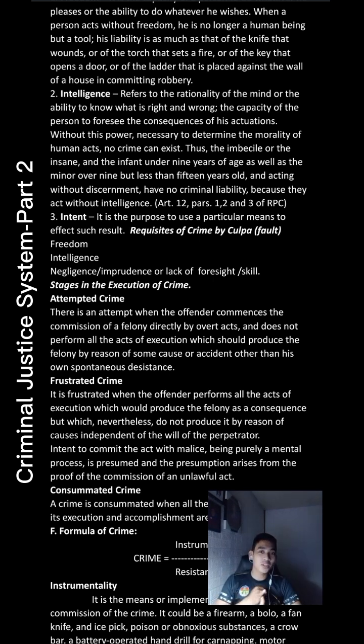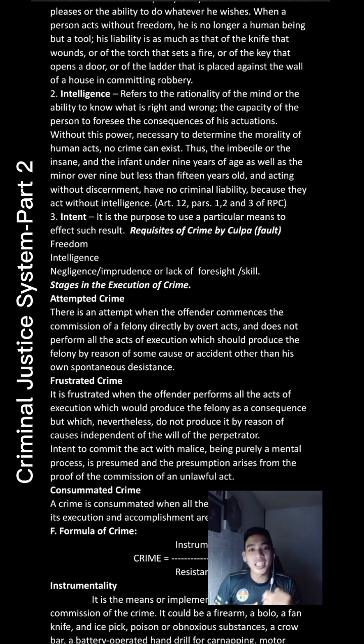So if a person acted without intelligence, he or she does not know what is right or wrong, or does not know the consequences of his acts. He has no power to think, like the imbecile, the insane, the infant under 9 years old, or the minor over 9 years old but less than 15 years old, acting without discernment. Then they are exempting circumstances. They do not have the intelligence.